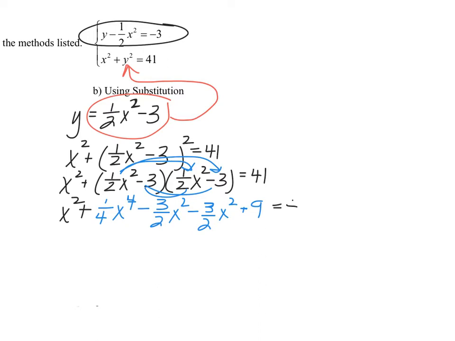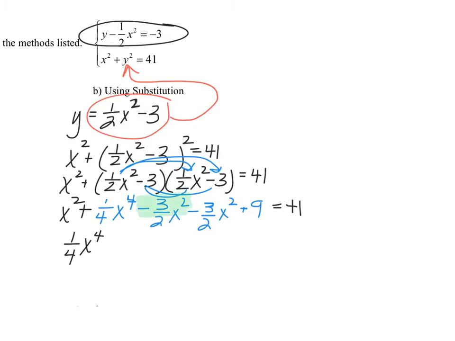So now we need to combine like terms. I'm also going to reorder this while I'm at it. So I have this 1/4 x to the 4th. I'm going to write that first because it has the largest exponent. And then let's keep track of these fractions carefully.